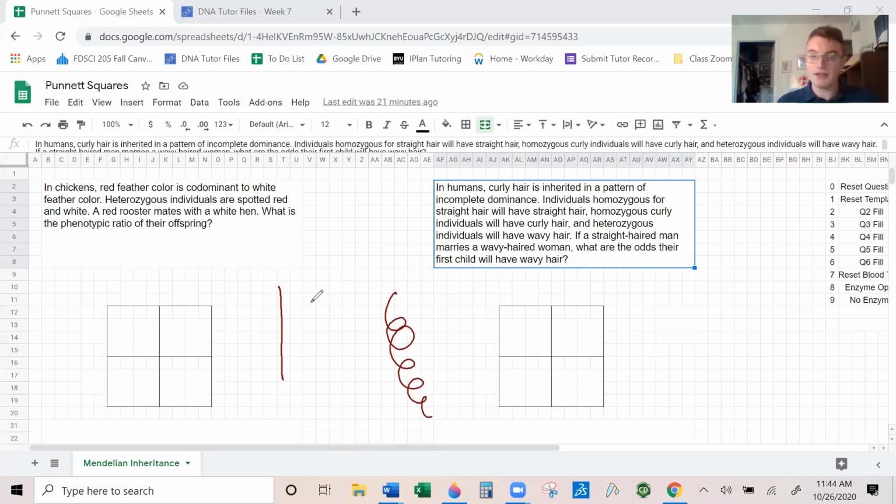Then the in-between, if I were to blend these two together, it would create wavy hair, which is something in between the two. So this is not a color question, but it's still incomplete dominance because if you're big R, little r, you have something that's in between what the little r allele says and what the big R allele says. So you get a third phenotype that wasn't one of the possible alleles. So we're still doing an incomplete dominance problem here.